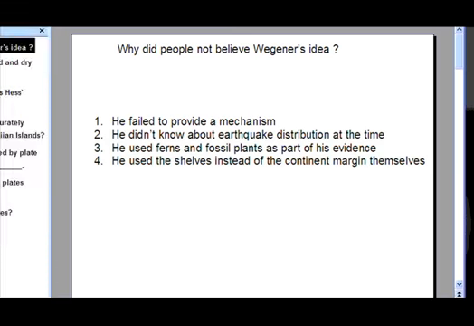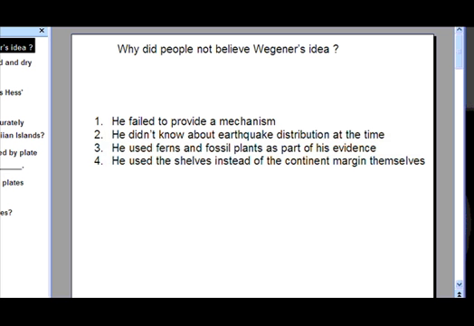Okay, so let's move into a few questions, and I'm going to quickly go through these. Why did people not believe Wegener's idea? One, did he fail to provide a mechanism? He provided a mechanism, but how real was it? Two, he didn't know about earthquake distribution at that time. Well, they had some idea, but they probably didn't know the depth of what we know today. Three, he used fossils and ferns as part of his evidence line, paleo evidence, but not modern evidence. And four, he used the shelves themselves instead of continental margins.